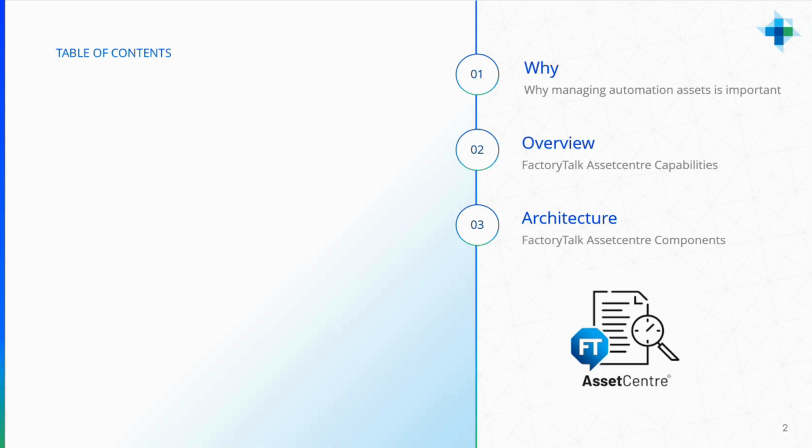So quickly going over the table of contents and agenda that we're going to be going over today. We're going to start off with some background information and addressing the different type of problems and jobs that AssetCentre is supposed to go over. So we're going to cover why managing automation assets is important. Once setting up that background, we're going to go into an overview of AssetCentre's capabilities, as well as the architecture in terms of what components are necessary in order to properly set up an AssetCentre system.